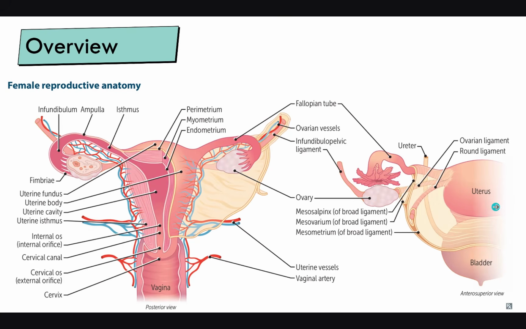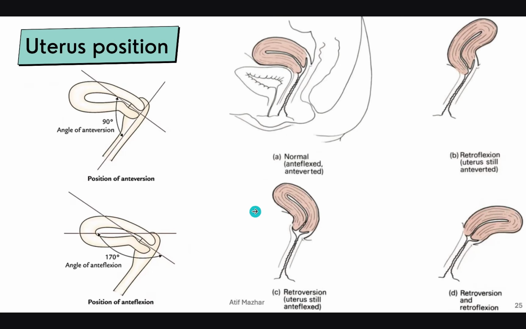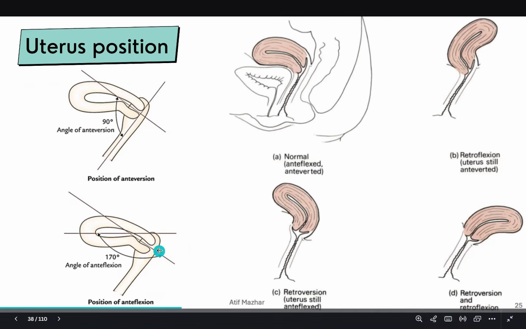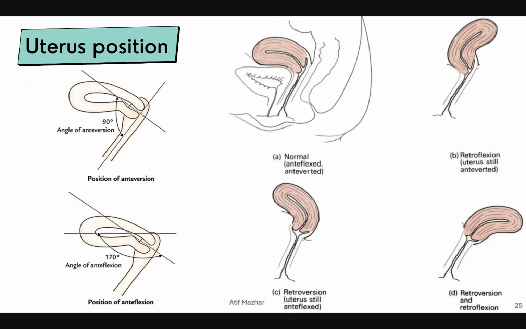That's basically it. Now, the main thing that I want you to know is the angles of uterus position. The angle between the vagina and the cervix is called the angle of anteversion. V for vagina, V for version, anteversion. It's usually 90 degrees. Then there's another angle between the cervix and the body of the uterus, called the angle of anteflexion. So normally both are present: anteflexion and anteversion.